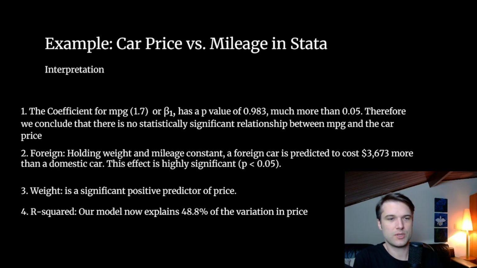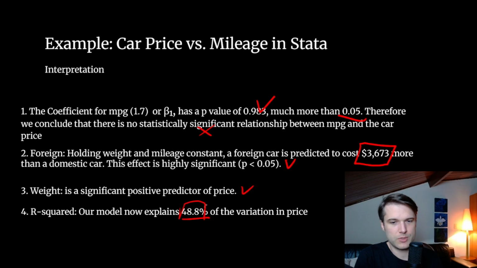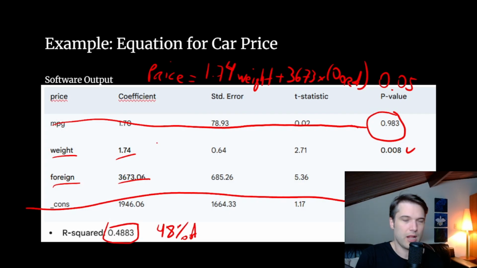So interpreting these results, we have the coefficient miles per gallon, or beta 1, that has a very large p-value, way more than 0.05. We understand that the car costs $3,673 more if it's a domestic car, highly significant. The weight is also significant, and the R-squared shows that 48.8% of the variation of the price is explained by the variables that we use in our model. And that's the rationale behind linear regression with one variable or multiple variables.